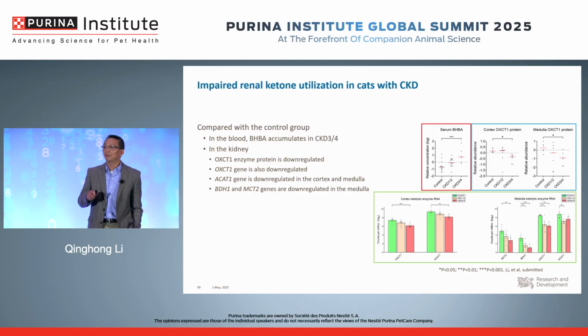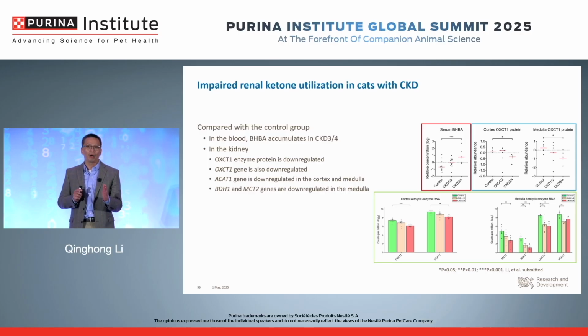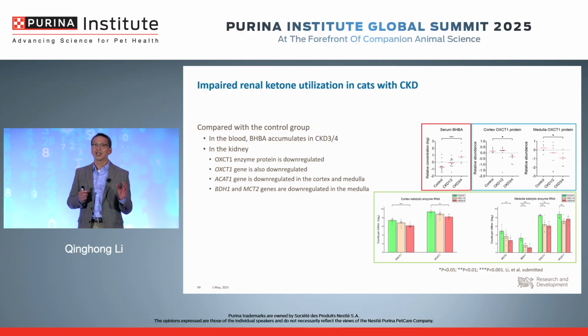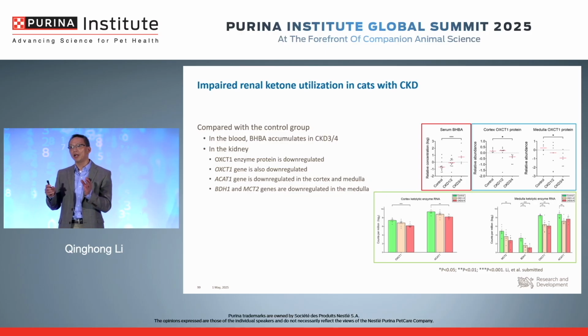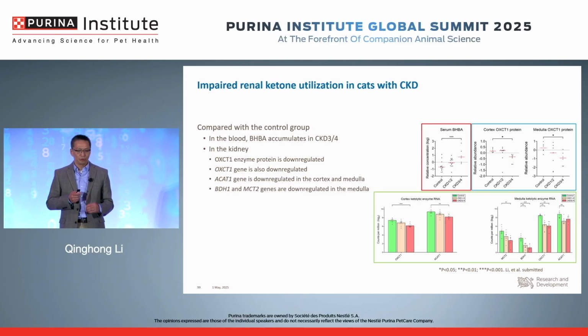Here on the bottom is the renal tissue gene expression. And the bar plot here, the green, gold, and the red bars represent healthy control, CKD1-2 and CKD3-4 respectively. As you can see, the cortex is on the left and the medulla is on the right. We can see that the gene expression of OXCT1 and ACAT1 are downregulated in both the cortex and the medulla.